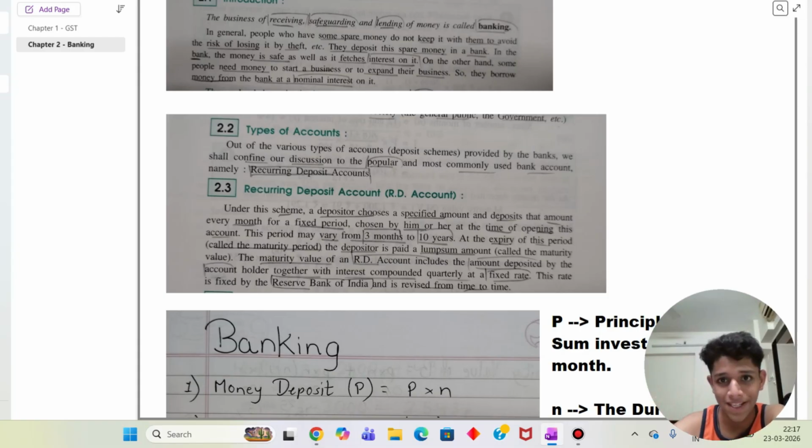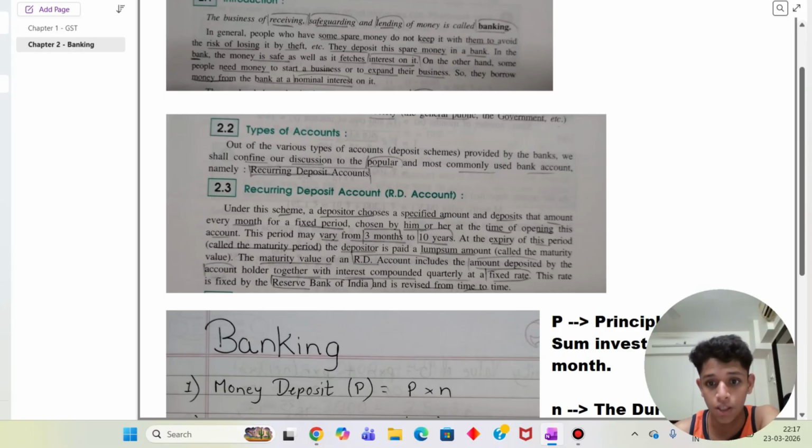In simple basics, we deposit some principal amount every month and it compounds monthly or quarterly based on the scheme, and then it builds up to a maturity value, which is the lump sum amount given to us. So let's read this one paragraph properly. Under this scheme, a depositor chooses a specified amount and deposits that amount every month for a fixed period, chosen by him or her at the time of opening the account. This period may vary from 3 months to 10 years.